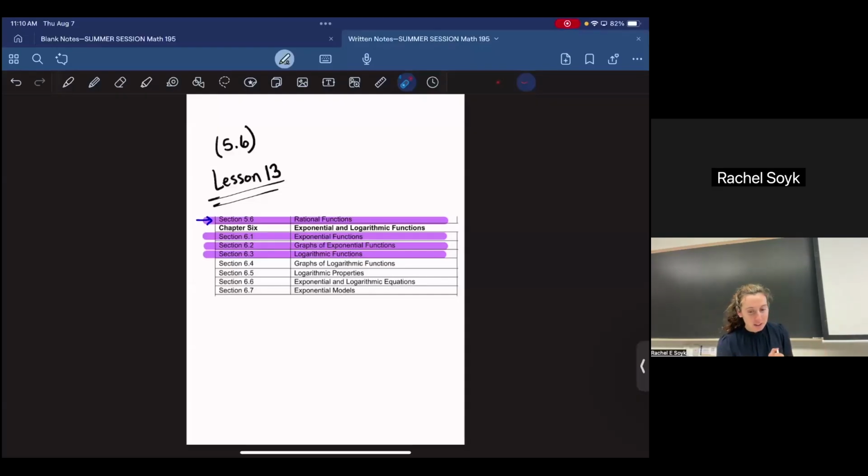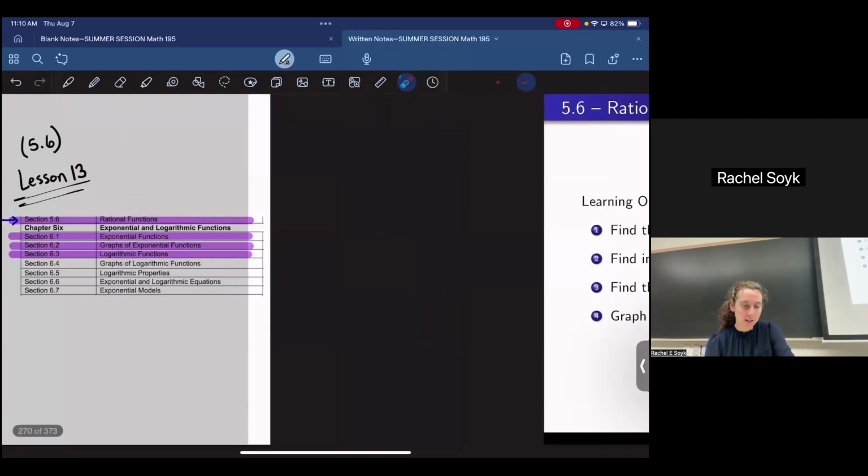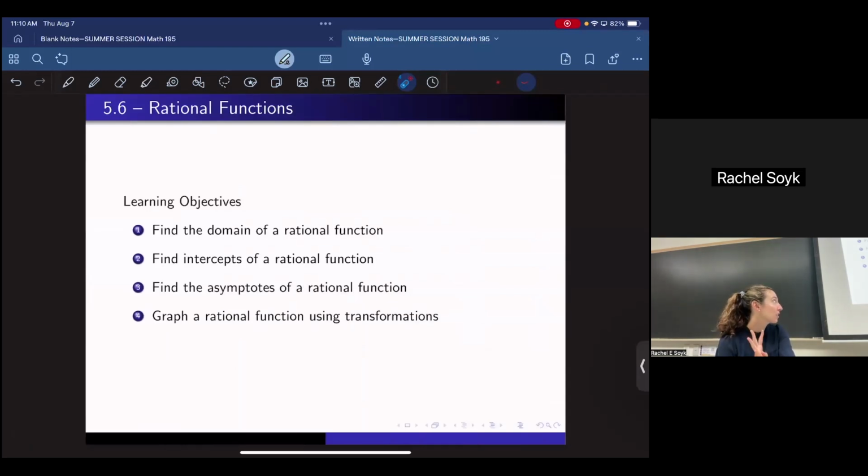We are now going to talk about our section 5.6, which involves rational functions. We have 4 objectives for this section. A lot of it's going to be repetitive from before. It's just now we're dealing with it from a function perspective. And so once again, learning and practicing finding domains, but now we're finding domains of rational functions. We're finding intercepts of rational functions.